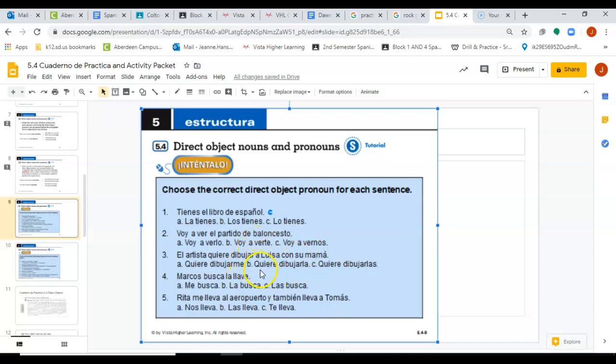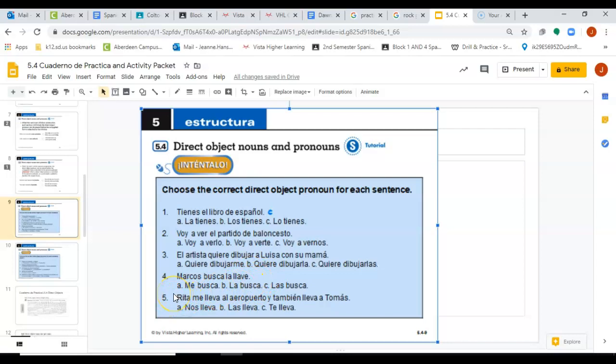Marcos looks for the keys. Marcos looks, so it's busca, and it's la llave. So it would be la busca, right? La llave is feminine, singular, so it's la busca.